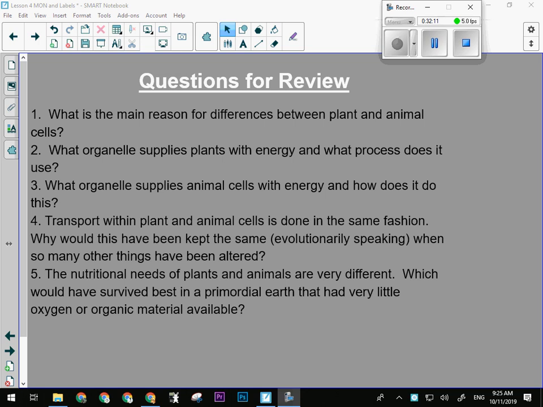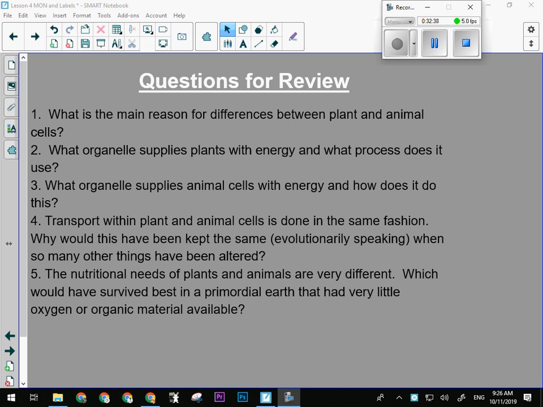Okay, let's quickly go through these. Main reason for the differences between plant and animal cells, three words: modes of nutrition. They use different modes of nutrition. Second question, what organelle supplies plants with energy? What process does it use? Chloroplasts, they use photosynthesis. What organelle supplies animal cells with energy? Lysosomes, and it uses digestion. Something about digesting food.